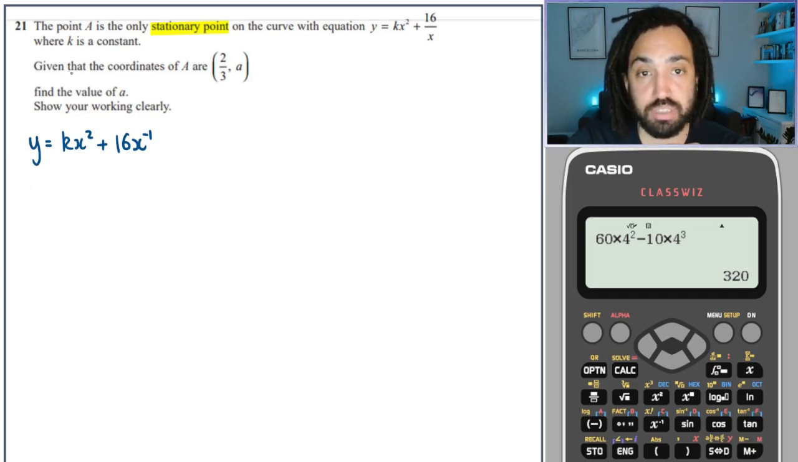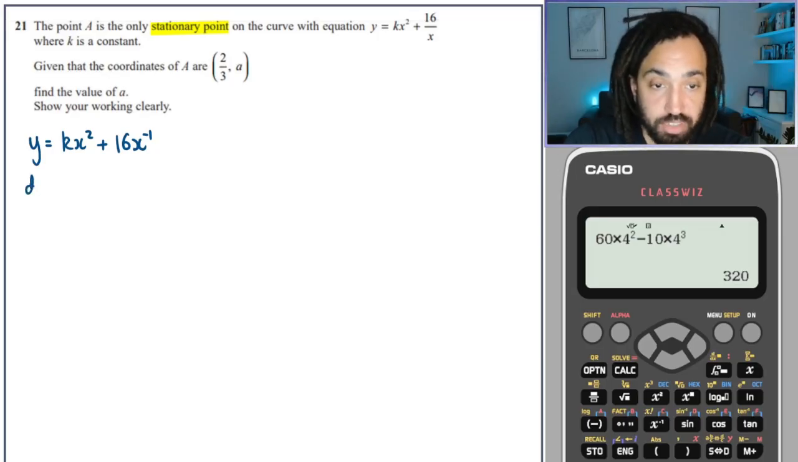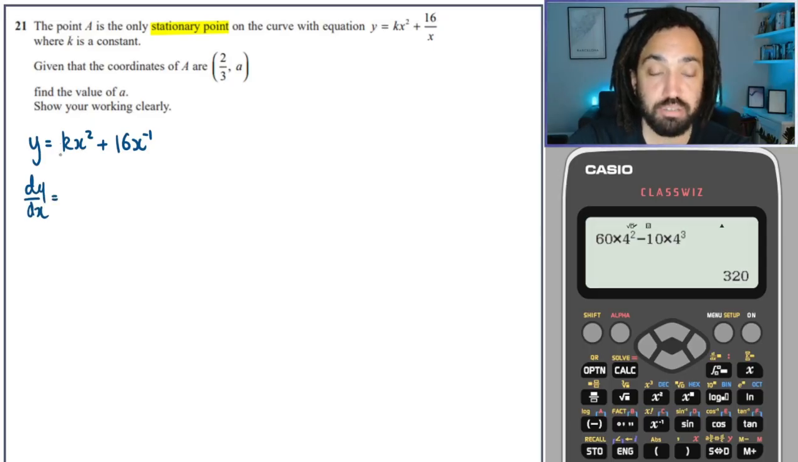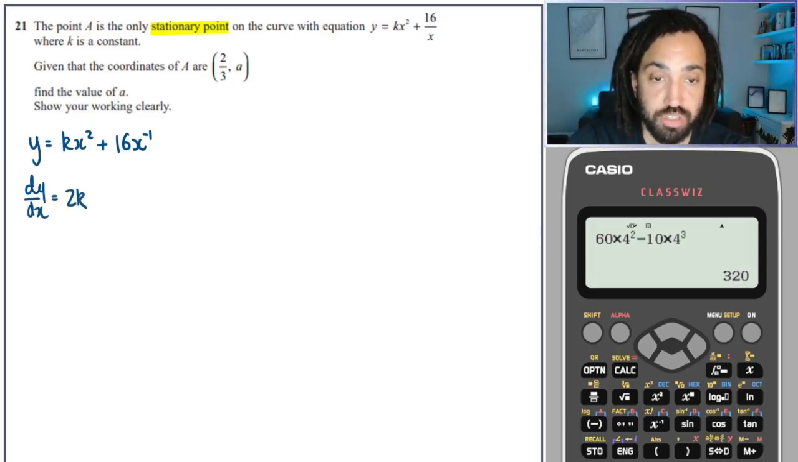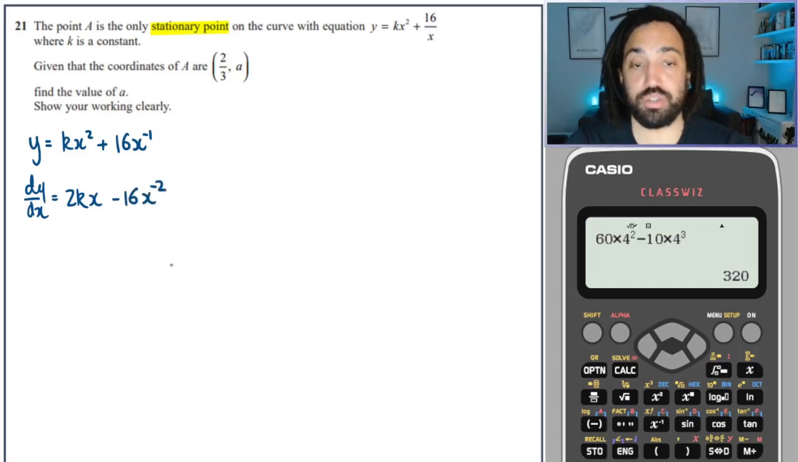Okay, so given the coordinates of A, we can differentiate this. The 2 comes down, times by the coefficient k, to give 2k, x, and the power drops down, so it's just x to the 1. The power comes down, times by 16, to give minus 16, x, and we drop the power down, so minus 2.